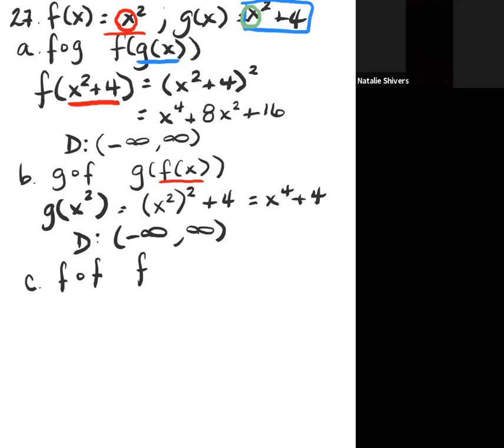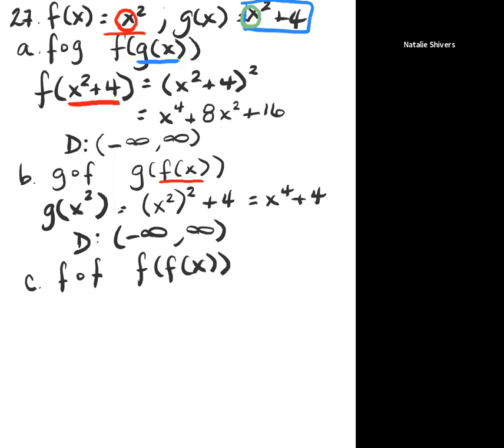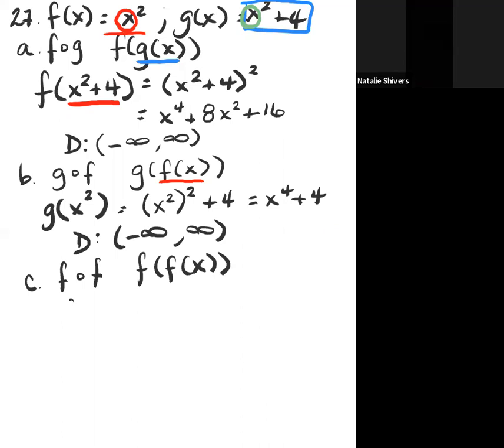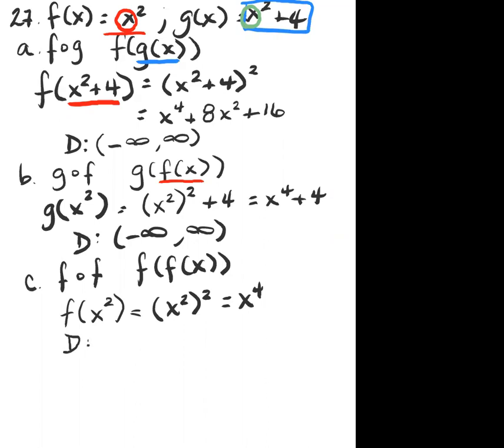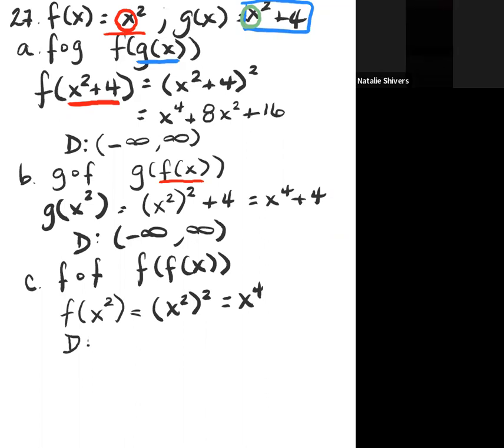So f of x squared. Okay, so I'm going to plug it in again for x. X squared squared gives me x to the 4th. I don't normally skip any of those writings. It does seem like a lot. I'm going to get negative infinity to infinity.